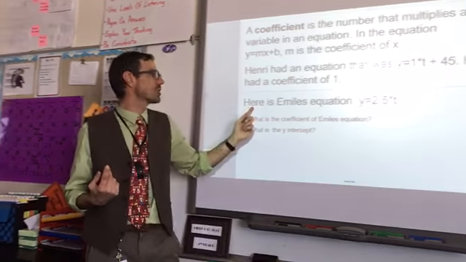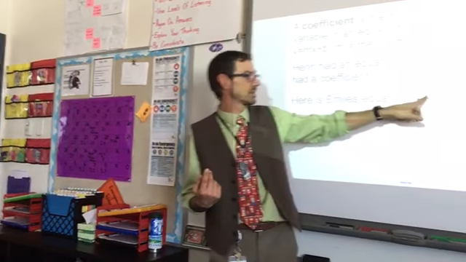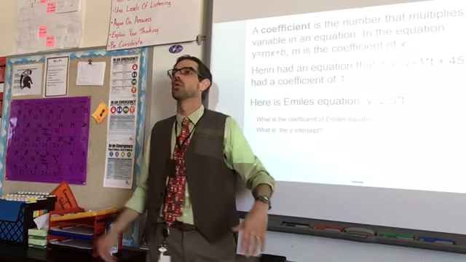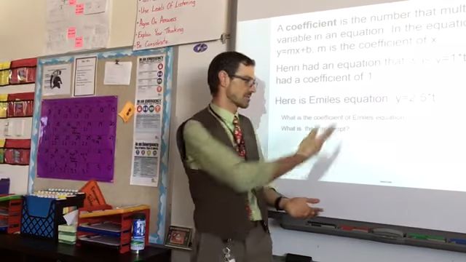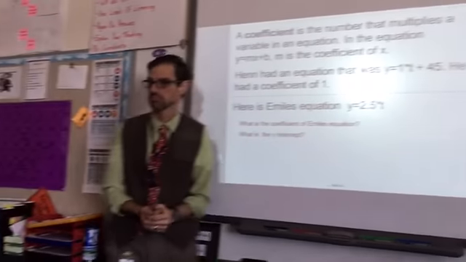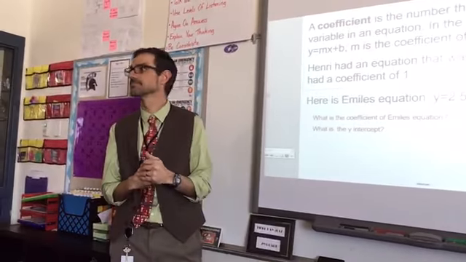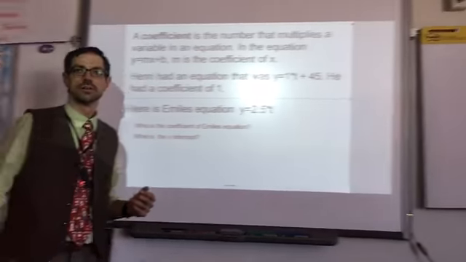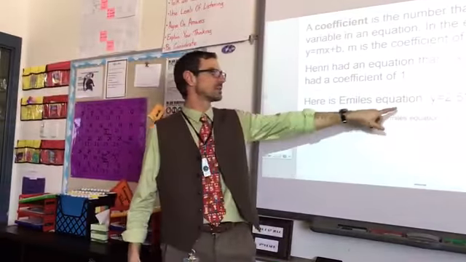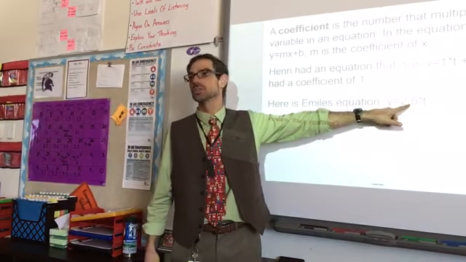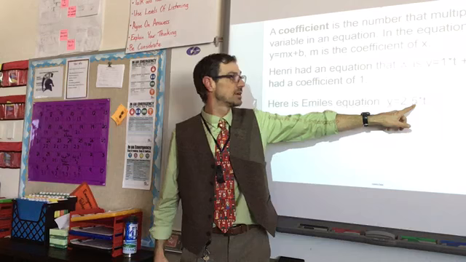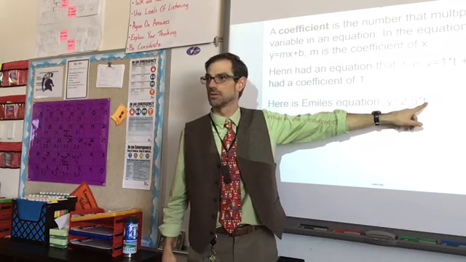Okay? So here is Emil's equation. It's y equals 2.5 times t. Talk to your partner. What's the coefficient here? So I was listening to Cruiser. 2.5. 2.5 is the coefficient here, because I'm multiplying it by this variable.